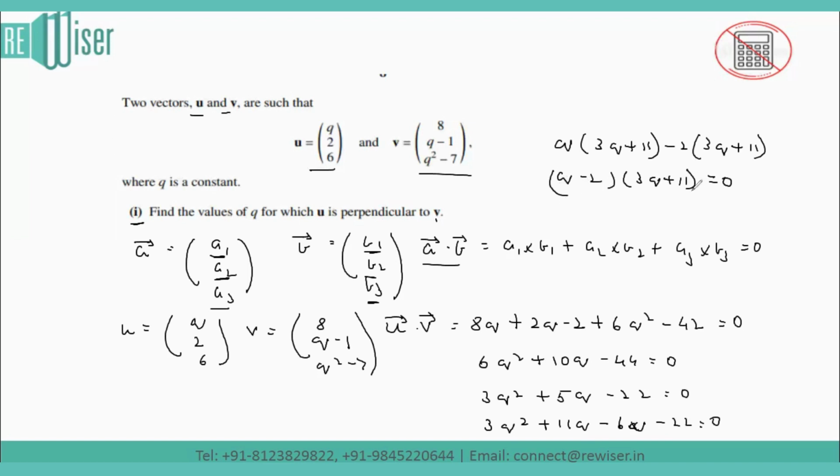Putting each factor individually equal to 0, q equals 2 or q equals minus 11 by 3 will be my answer for this question.